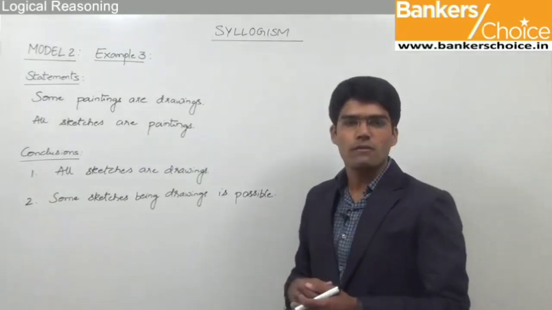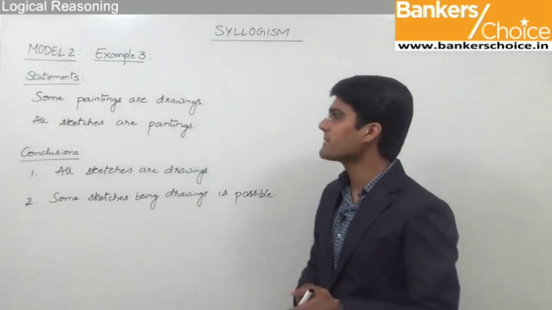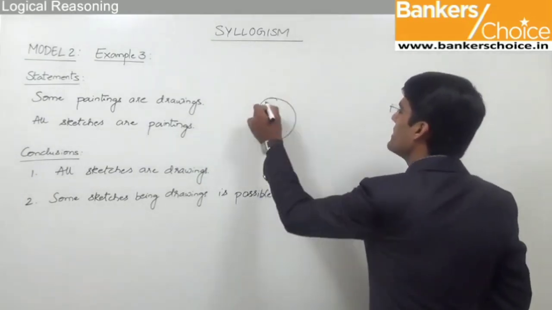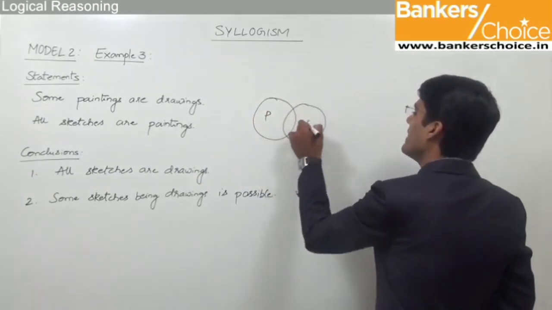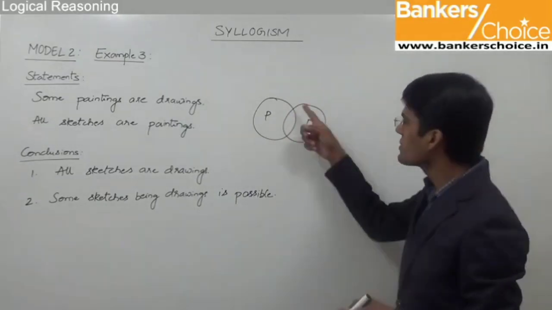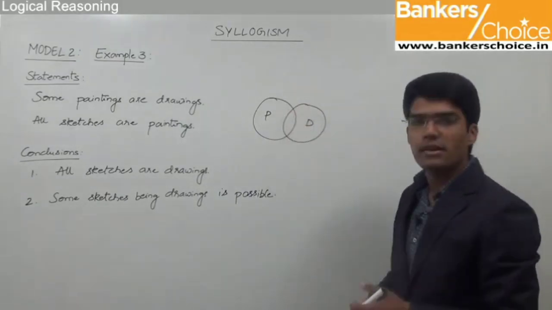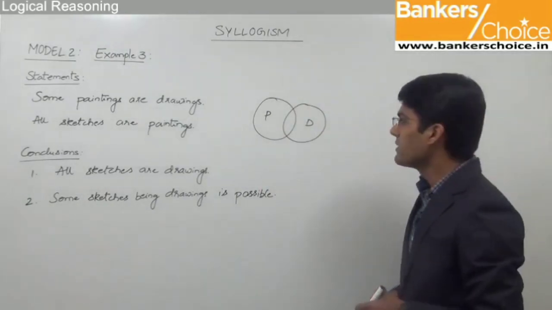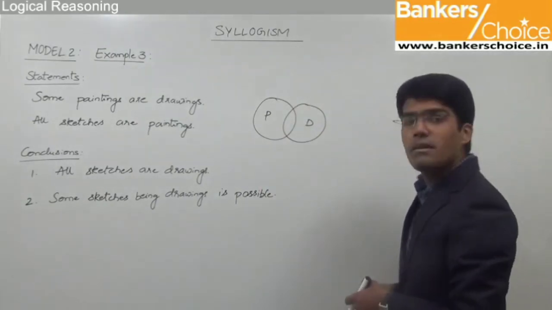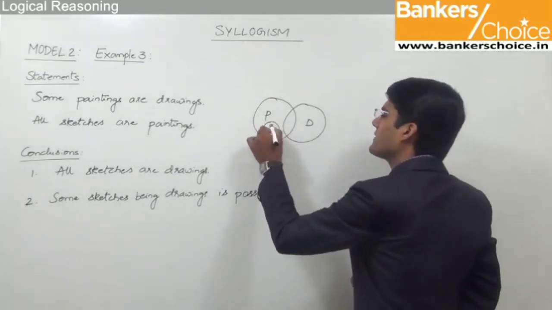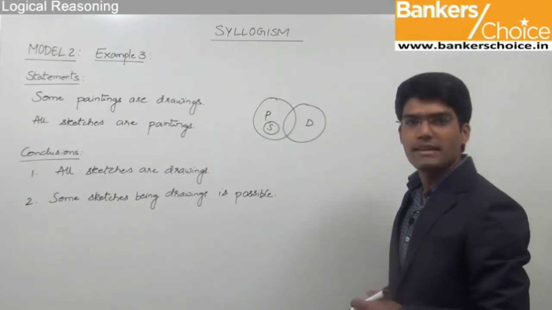Let us now try to draw first the basic diagram for the given statements. The first statement is some paintings are drawings. So some paintings are drawings can be taken as shown here. We find that there is an overlapping between paintings and drawings, which shows that these are the paintings which are drawings. And the second statement is all sketches are paintings. So all the sketches must be paintings. So sketches here can be taken inside paintings. So all the sketches are paintings.